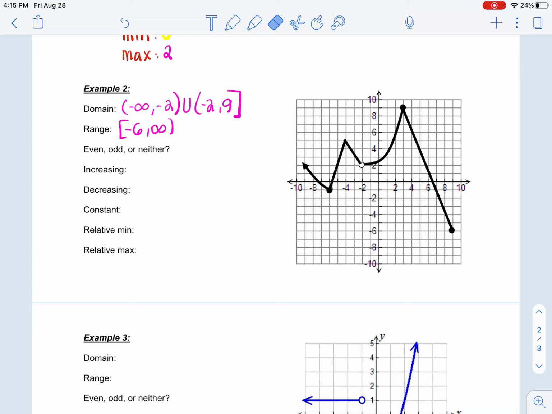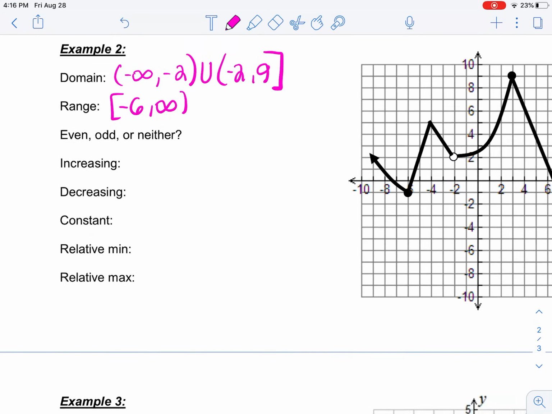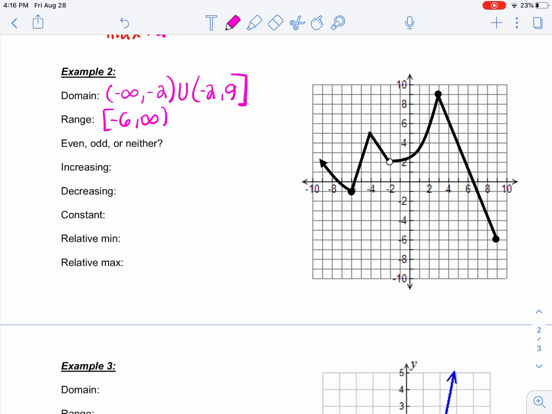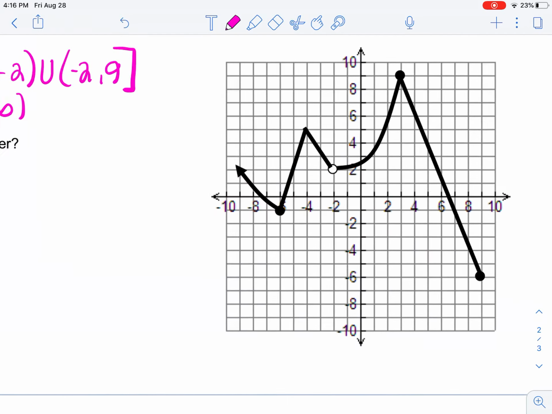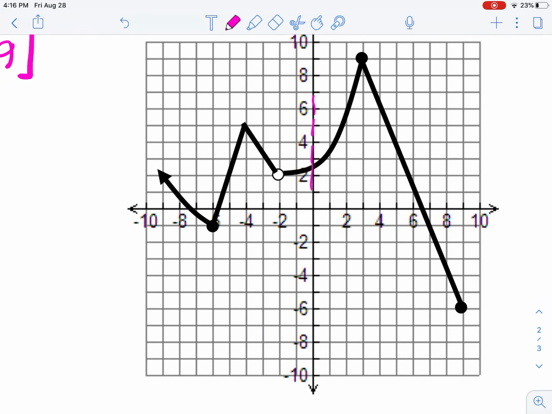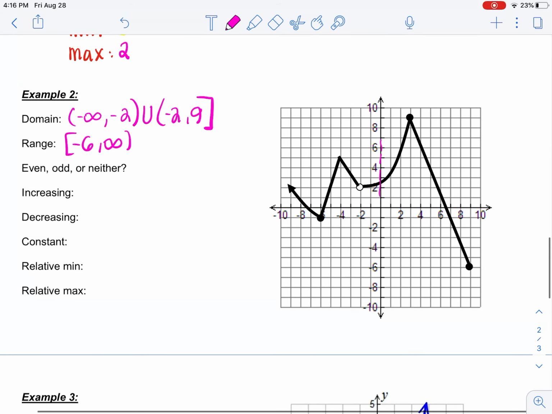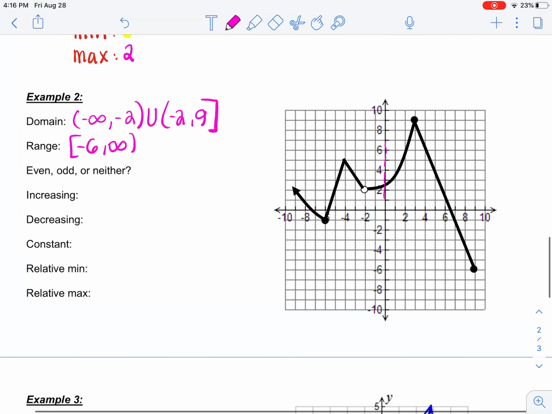Is it even, odd, or neither? Well, we rearranged notes, so you can't answer that yet, can you? Or did we not rearrange notes? We didn't, so you know what even, odd, or neither is. Even is when it's symmetric over the y-axis. Odd is when it has 180-degree rotational symmetry, and neither would be neither of those. If you look at this graph, it is not symmetric over the y-axis, and it's definitely not having 180-degree rotational symmetry. So this is neither.